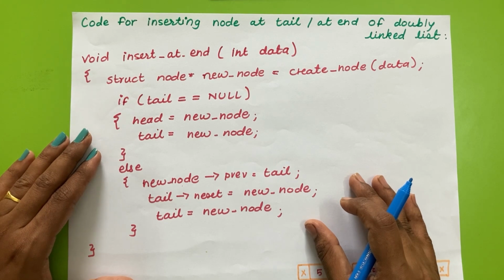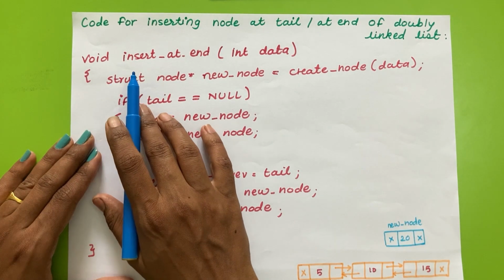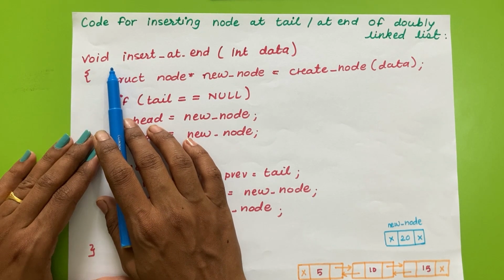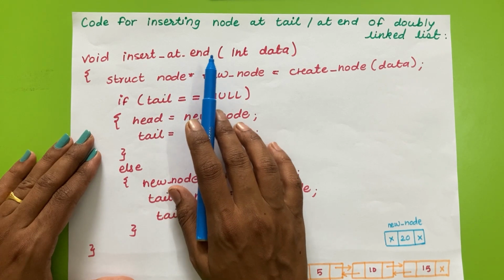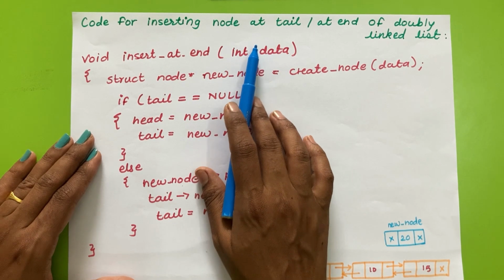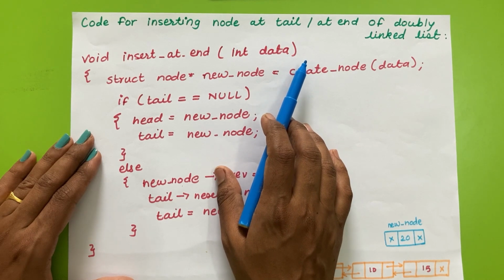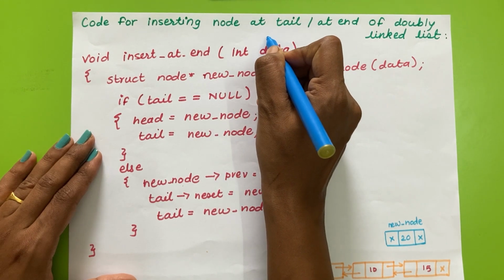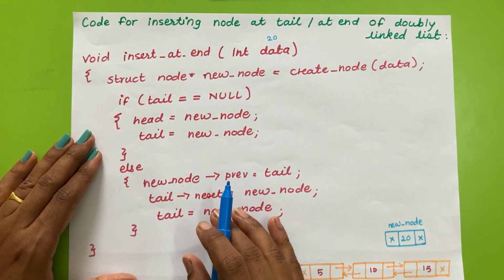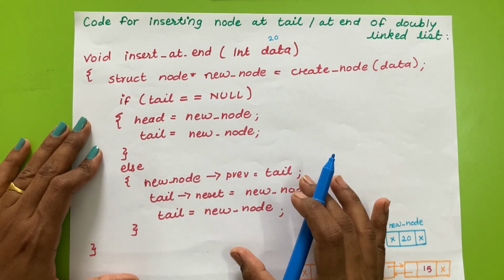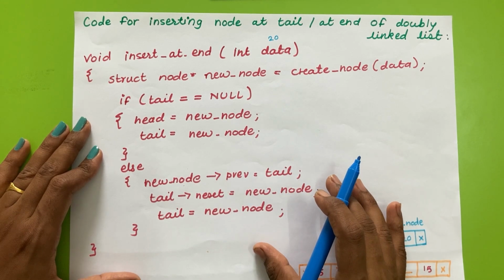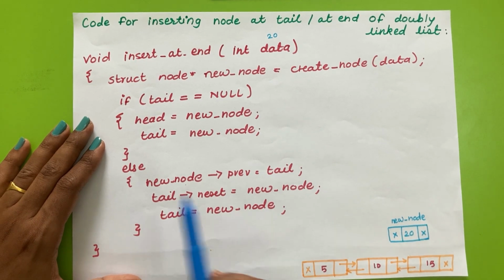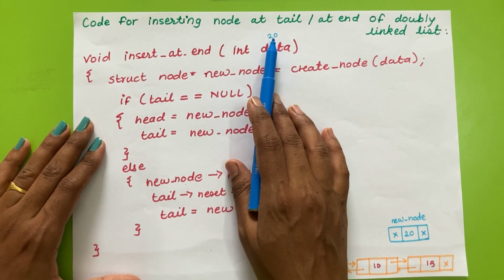So without wasting much of the time, let's start with the code for inserting a node at the end of the doubly linked list. For that purpose, we have taken the function that is void insert at end, and it also takes one parameter. That value will be taken from the main function. Okay. So suppose data has a value 20 and it is received from the main function. I have also provided a video for the main function in the description box, so kindly go through it. So let's consider that the value of data is 20.